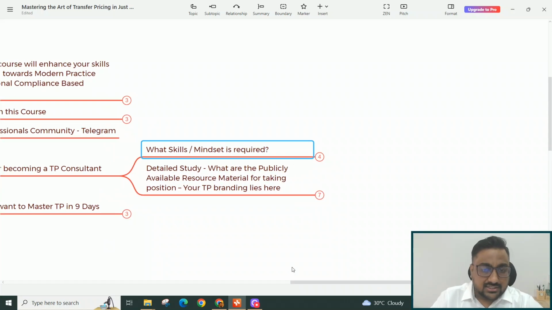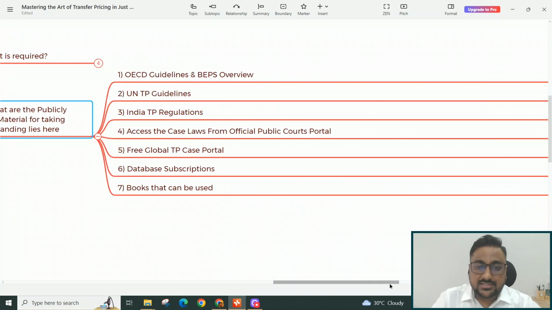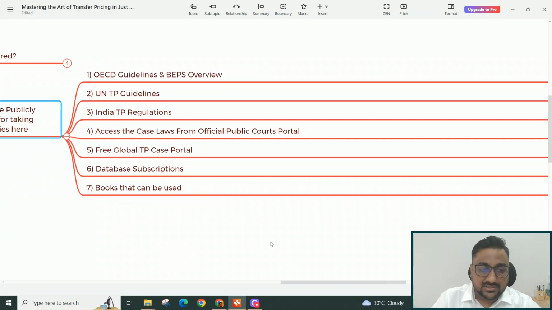Now we'll move on to the second topic, which is detailed study, that is, what are the publicly available resource materials for taking positions, and your TP branding also lies here. Now let me open that. As you can see here, these are the 7 resources from where you can get transfer pricing knowledge. The first resource is the OECD guidelines and BEPS overview. I have listed it here because before you start, you should visit these sites, as they provide exclusive TP knowledge.